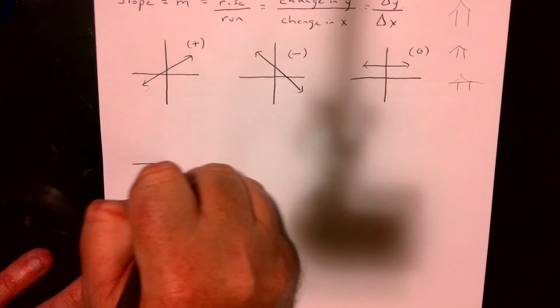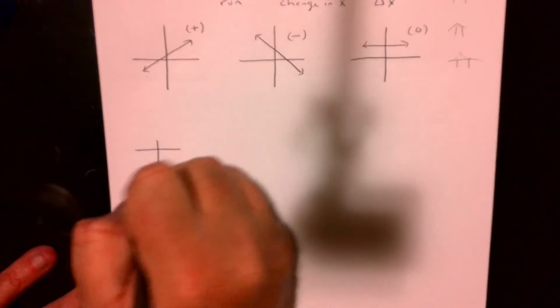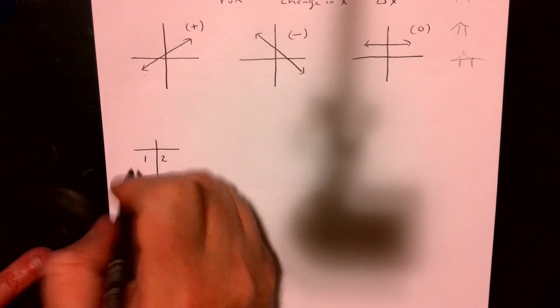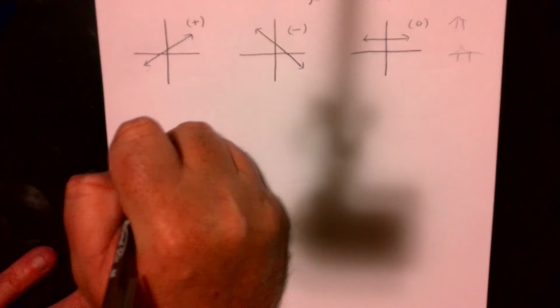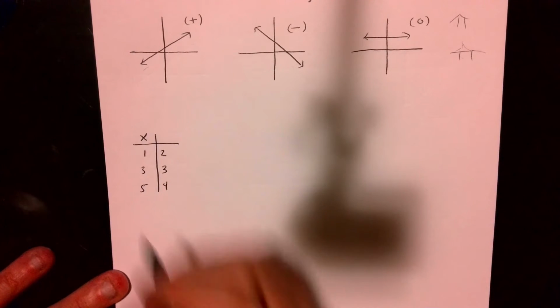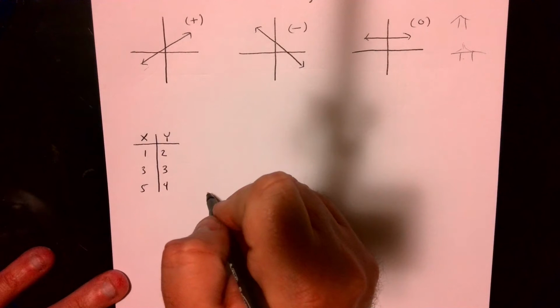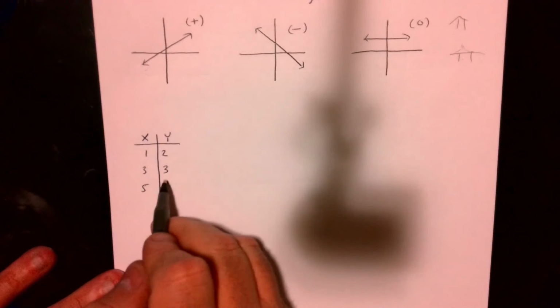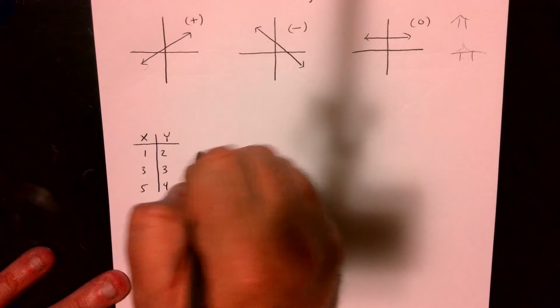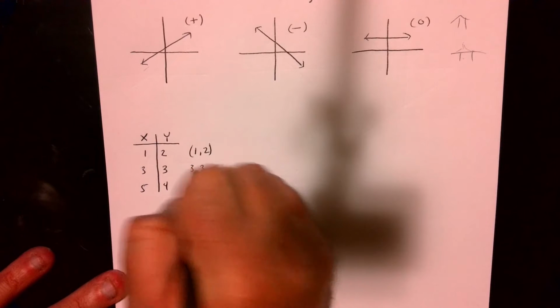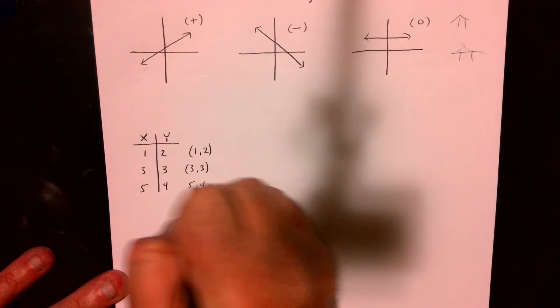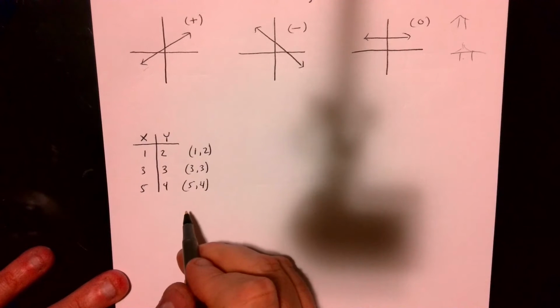So today's lesson, we're going to build off of what we've been doing. Let's say I give you a t-chart, and I give you some values of 1, 2, 3, 3, and 5, 4. In a t-chart, we know the first values listed are always my x values. The second values listed are always my y values. So in my table of values, I've given you 3 ordered pairs: 1, 2; 3, 3; and 5, 4.